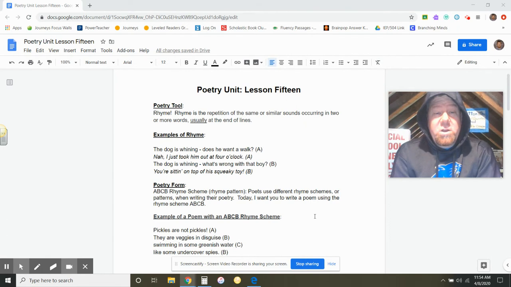Today we are going to be going over the poetry tool of rhyme, and we're going to be writing in the poetry form of an ABCB rhyme scheme. We'll get to what that means in just a little bit, but first I want to go over rhyme.